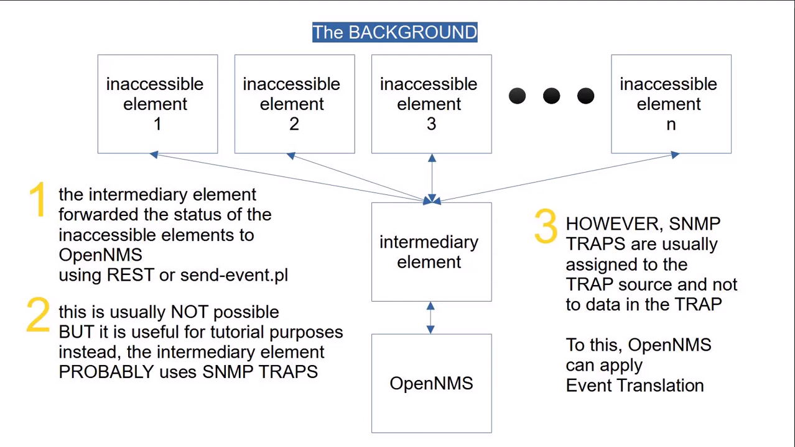However, it is likely that the intermediary device can generate an SNMP trap. The problem is that traps are generally assigned to the element that forwarded them, in this case, the intermediary device. Within this tutorial, localhost will be acting as an intermediary device, and so the traps that it generates will be assigned to it in OpenNMS. OpenNMS, using something called event translation, can assign received traps to other nodes. All this will be demonstrated.